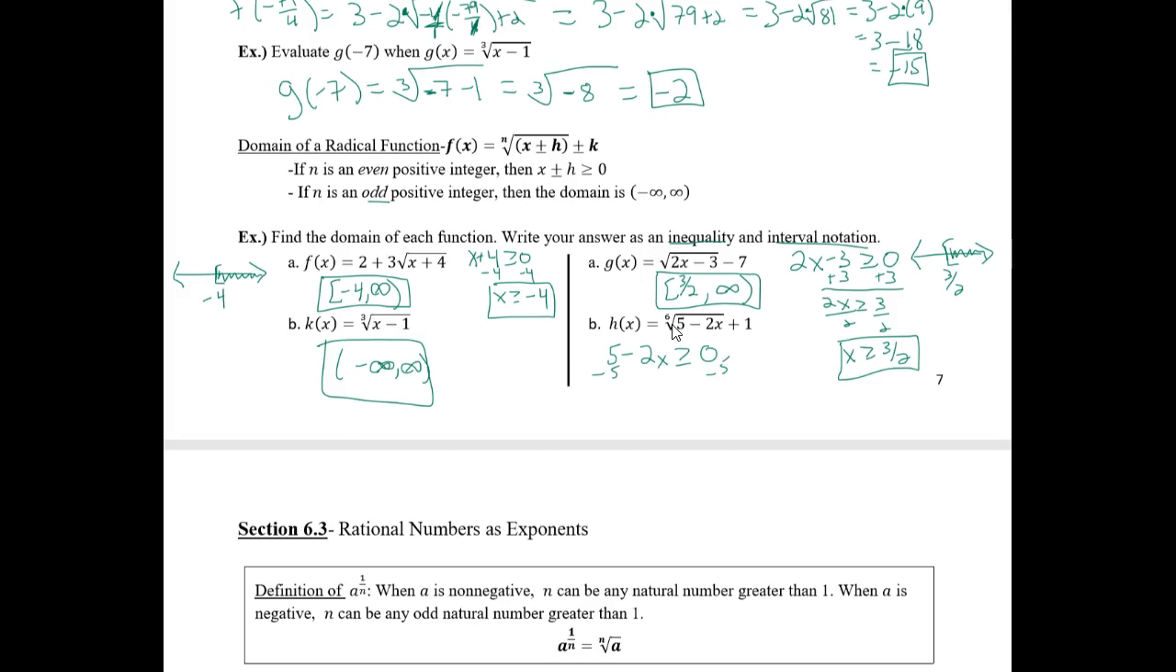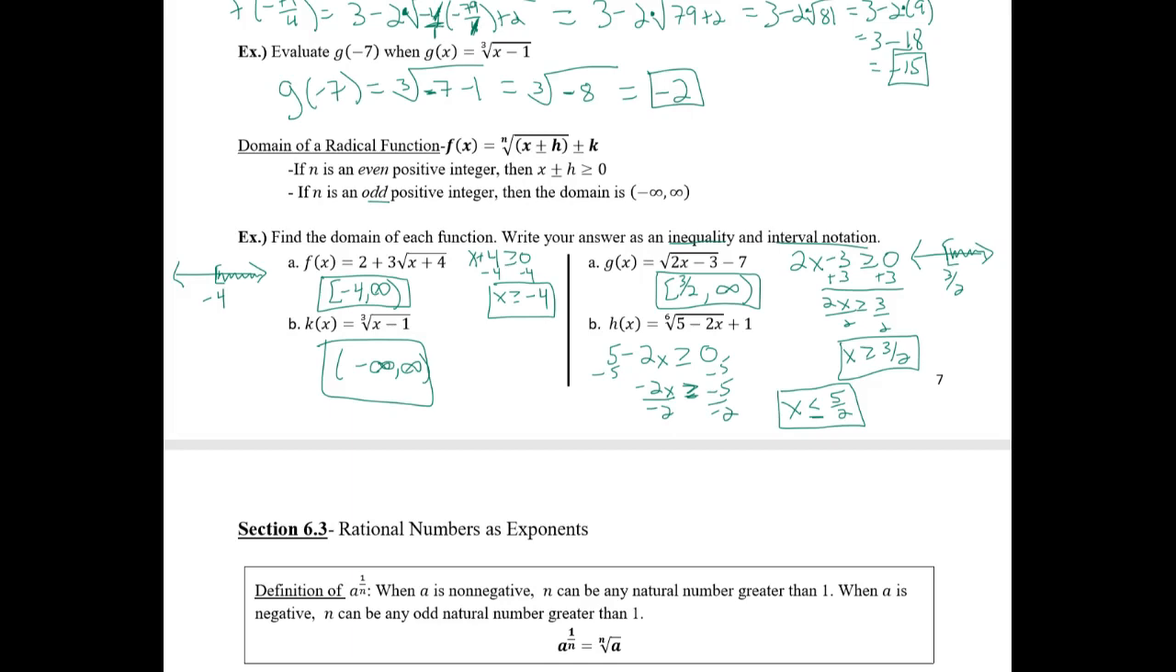Start by subtracting 5 from both sides. I have negative 2x greater than or equal to negative 5. Divide both sides by negative 2. What happens with inequalities when we divide by a negative number? It flips the direction of the inequality. This was a greater than, so now it's going to become a less than or equal to. And a negative divided by a negative is a positive. So positive 5/2, or 2.5, however you want to write it.